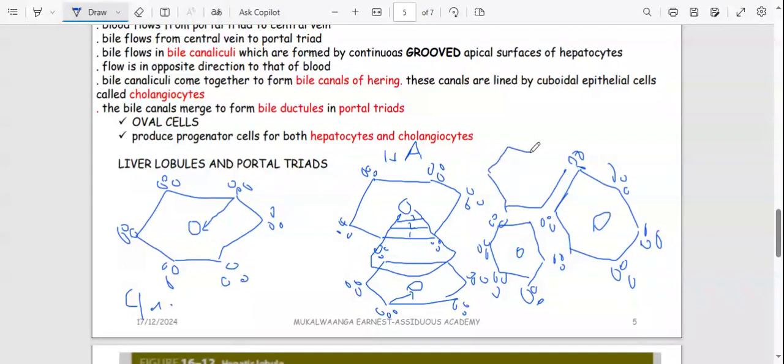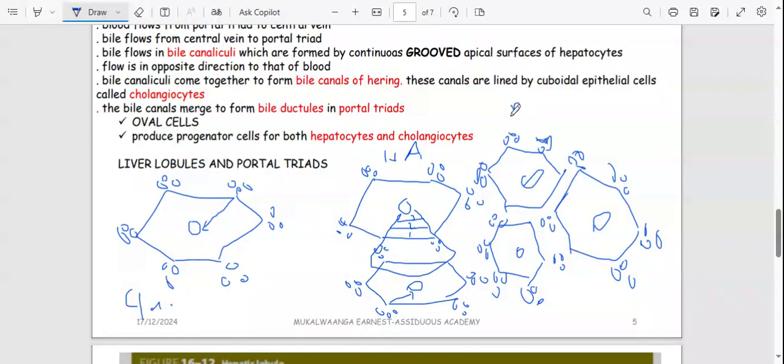So for this one you have to draw three. At every corner, put your triads. Put your triads at every corner. Okay, the central vein. So here is what is important. Listen very carefully. I've drawn three liver lobules here to demonstrate a portal lobule.